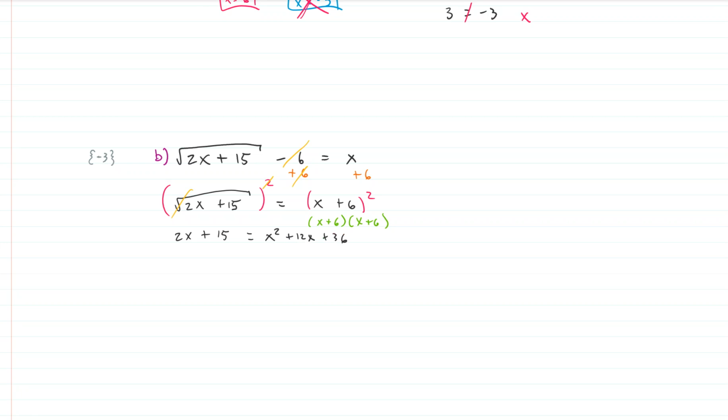So now we can simplify. Let's take everything to one side. So let's take the stuff on the left to the right. So we're going to subtract off a 2x, and we're going to subtract off a 15. So the terms cancel on the left. We're left with 0 equals x squared, and 12x minus 2x is 10x. And 36 minus 15 is 21.